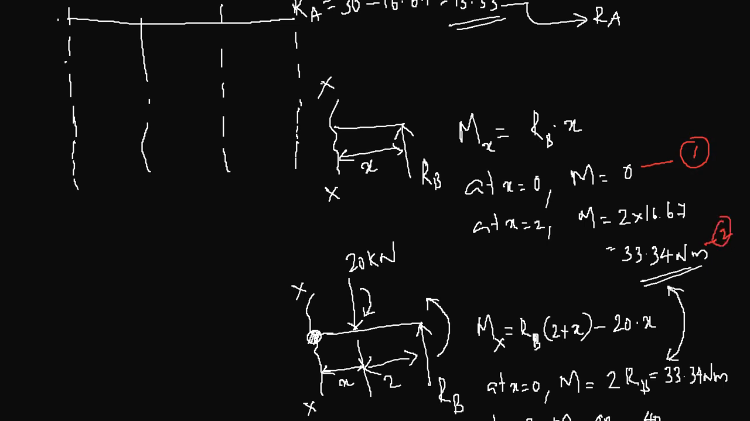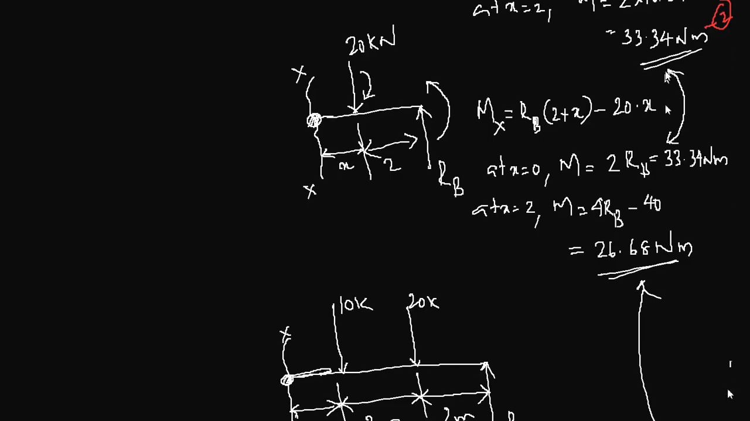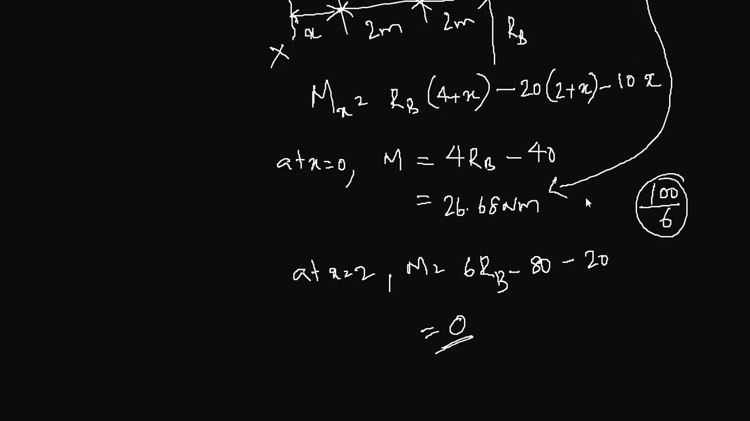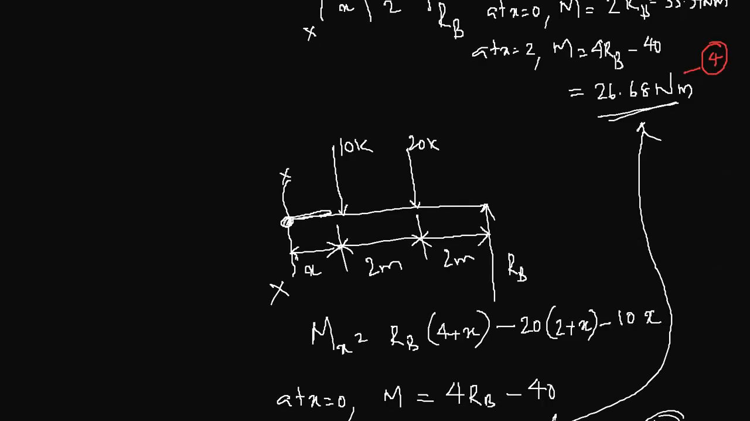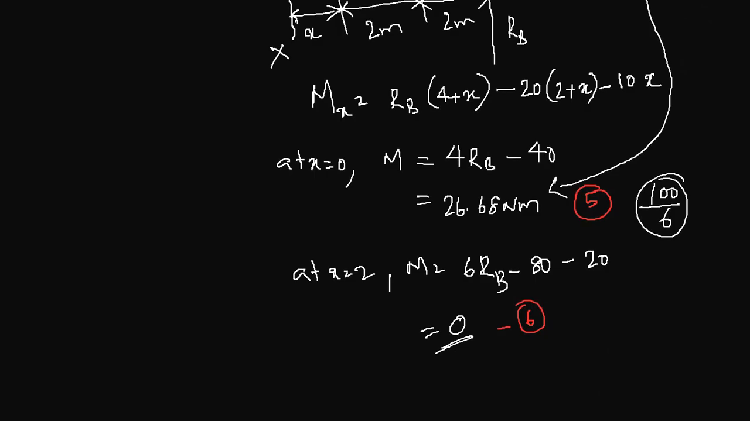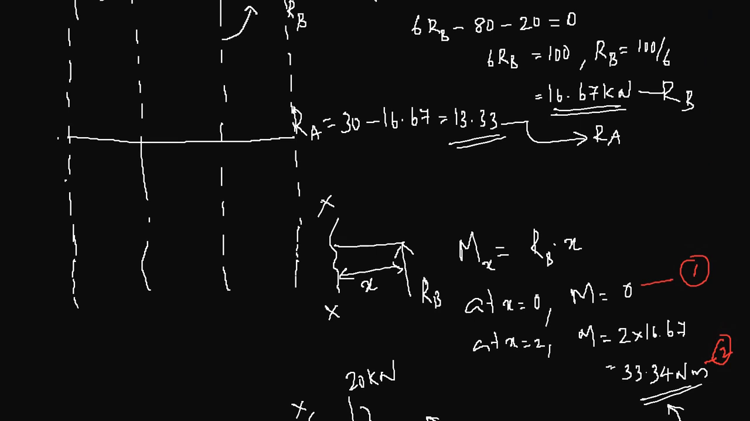This is 2, and this is the same, but still we call it 3. You have 4, 5 and 6. 2 and 3 are the same, and 4 and 5 are the same. So effectively 1, then 2 and 3 are the same, then 4 and 5 are the same, then 6. So these are the 4 points where you draw the values for moments.